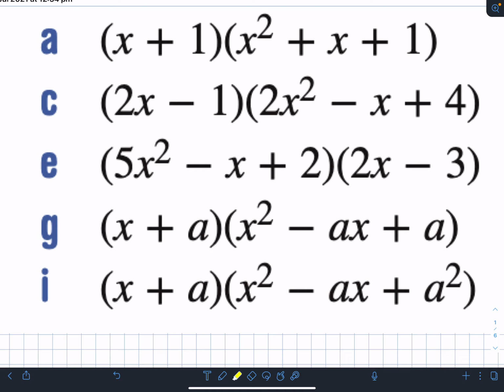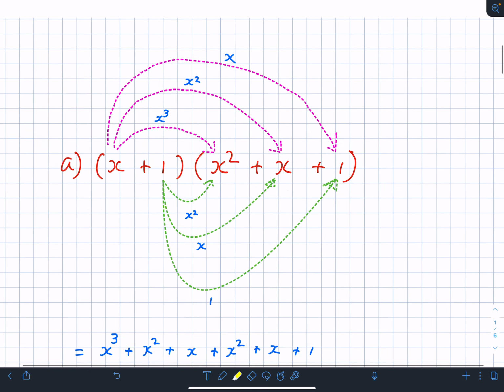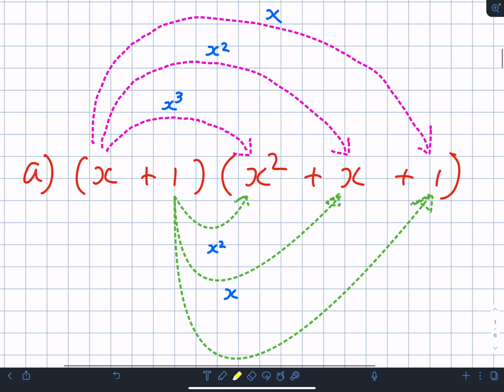In this video, we're going to use the distributive law to expand these products, and then we're going to simplify. I'm going to go through the 5 questions here, and we're going to work out how to simplify them. Okay, let's look at question A.